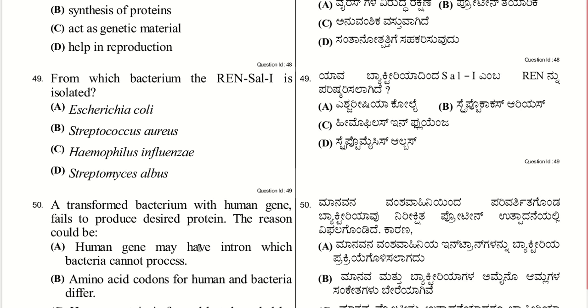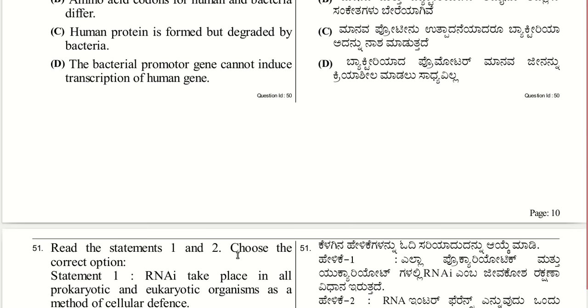So there are exons and introns, and you might have studied about RNA splicing. So just remember about it. Human genes have introns which are absent in bacteria, and which bacteria cannot understand or process, thus they cannot produce desired protein even though the bacteria is having a human gene. So 50th, A is the answer.